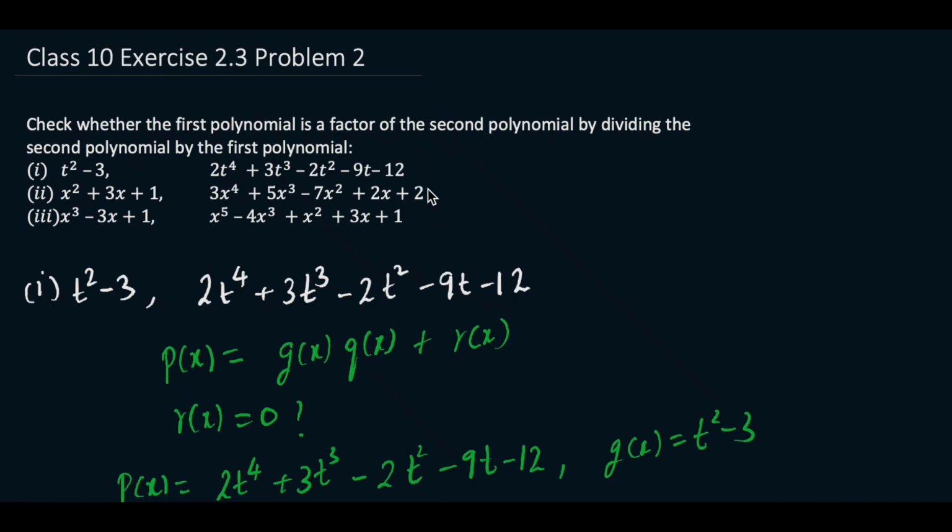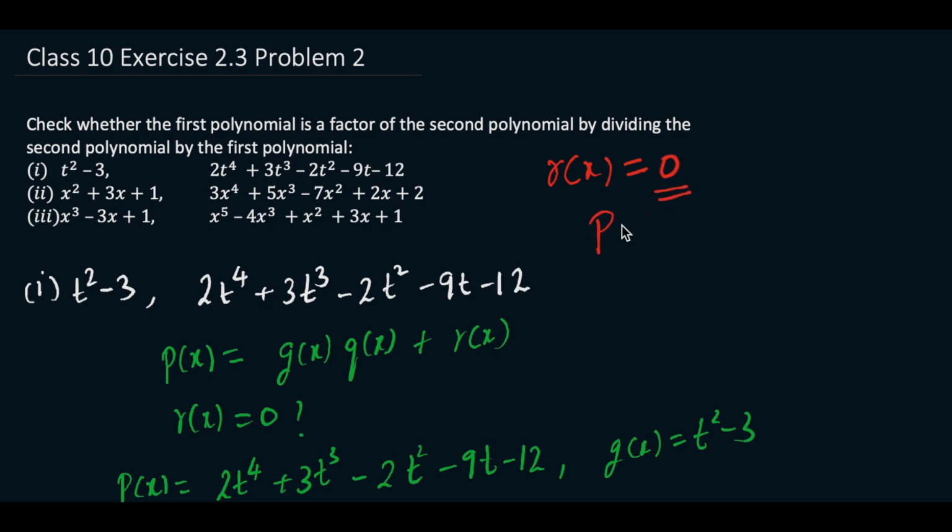Hello friends, welcome to problem 2 of exercise 2.3. Here our question is: check whether the first polynomial is a factor of the second polynomial by dividing the second polynomial by the first polynomial. So we need to see if the first polynomial is a factor. If our first polynomial is a factor, then the remainder r of x will be 0.